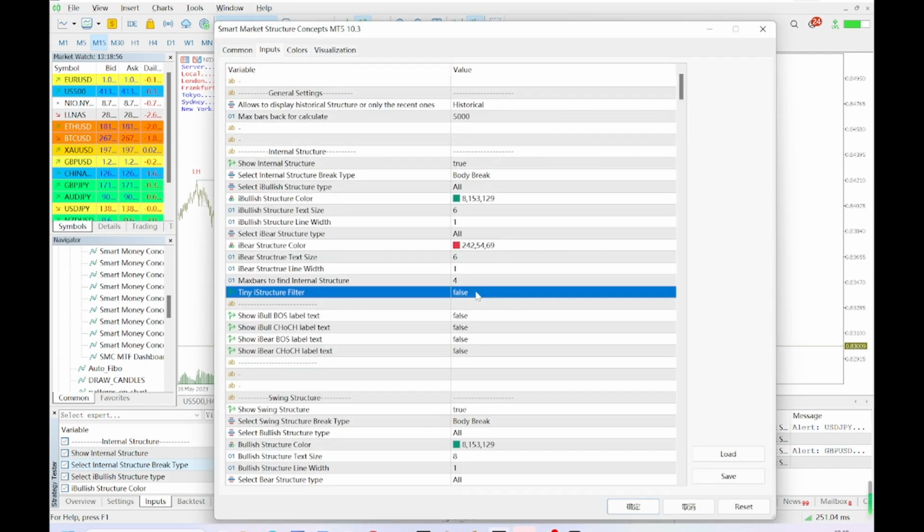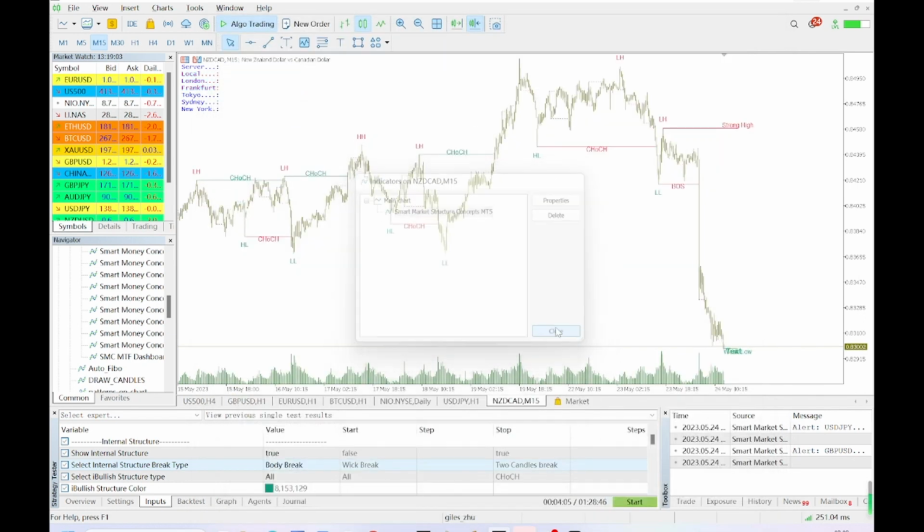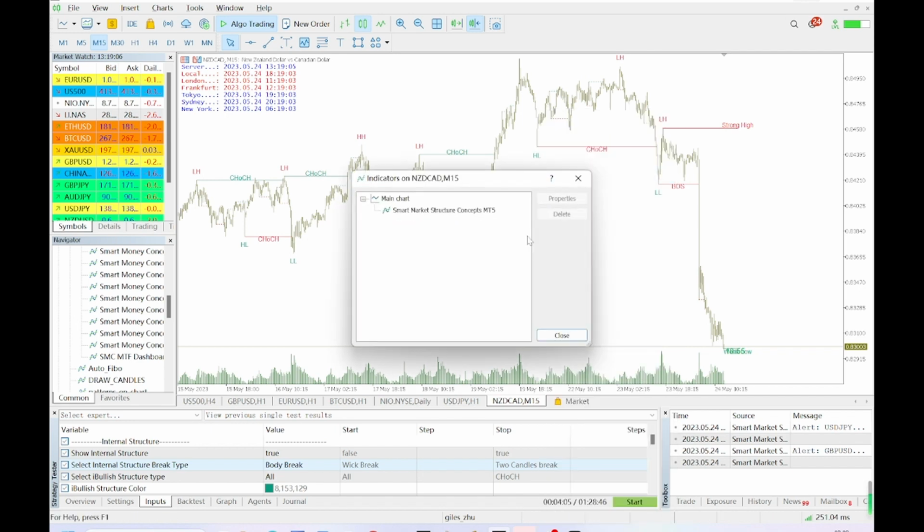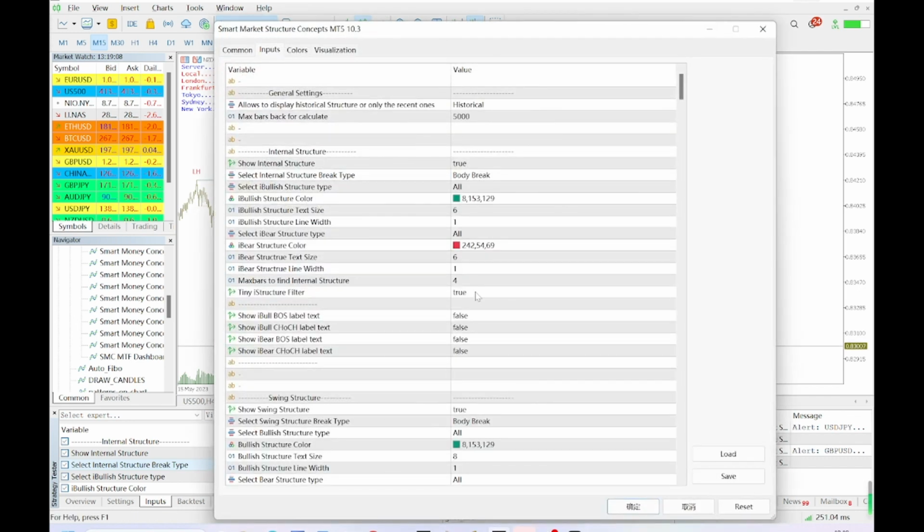Finally, in the internal structure settings, the tiny internal structure filter is used to filter out the market structure formed by small fluctuations in small cycles.